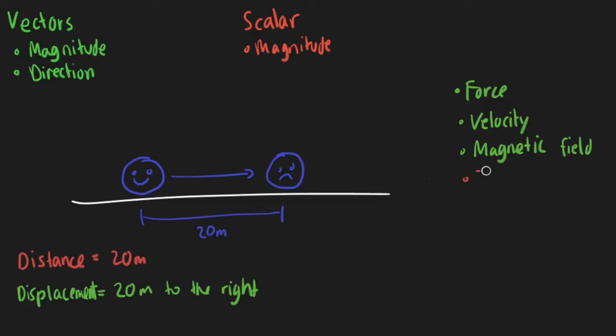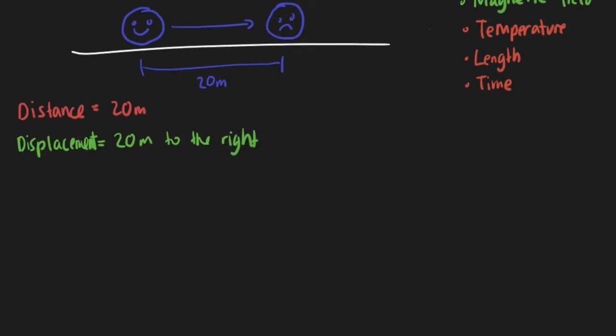Well, I'm just thinking off the top of my head here, but temperature is a scalar because it does not have a direction. You don't say it's 20 degrees left. What else? Length. Well, we've just been through an example of length. Height. Time is a scalar. Unfortunately, we can't say we're going 2 seconds back because time only goes forwards. It's a scalar.